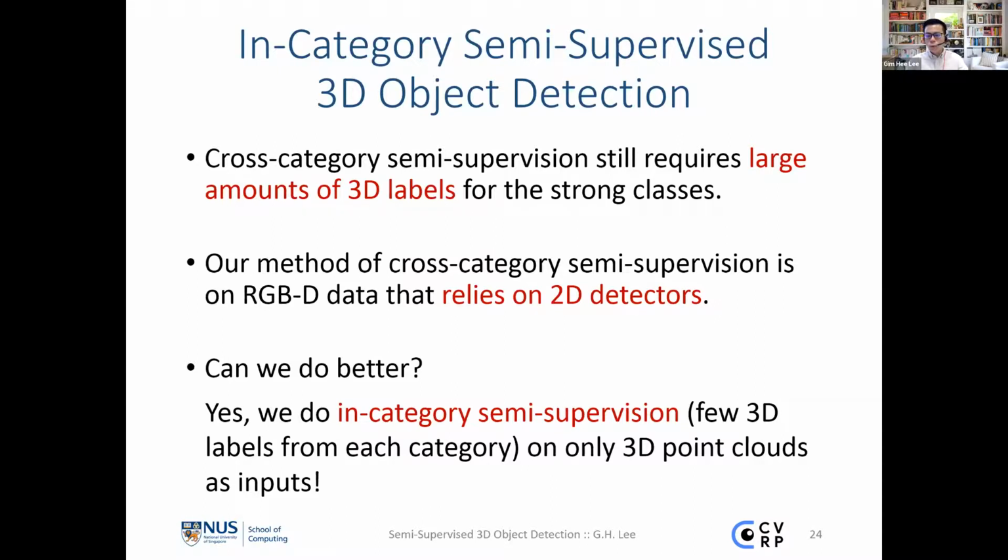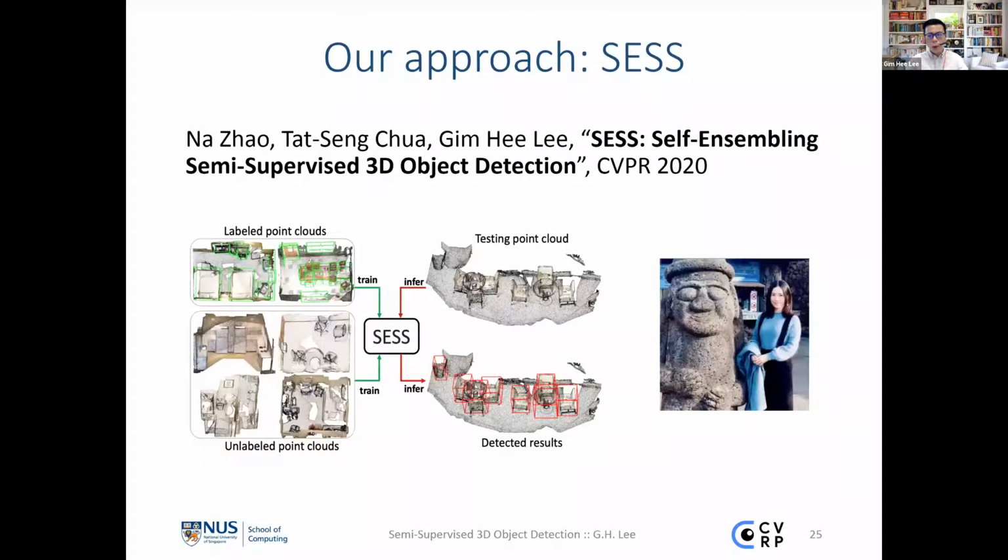And the answer to this question leads us to the second work on in-category semi-supervised learning for 3D object detection using only 3D point clouds as the inputs. In-category semi-supervised learning means that we only use few labeled 3D bounding box ground truth labels per object class during training of our 3D object detector. Our work on in-category semi-supervised learning for 3D object detection on 3D point clouds, which we name SESS, was published in this paper at CVPR 2020 by my student Zhao.